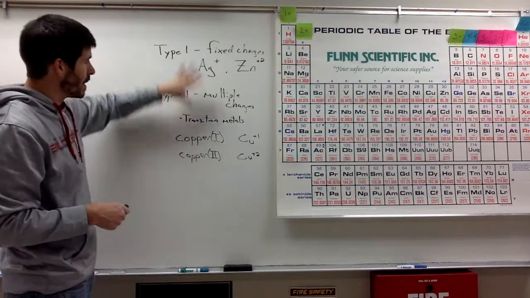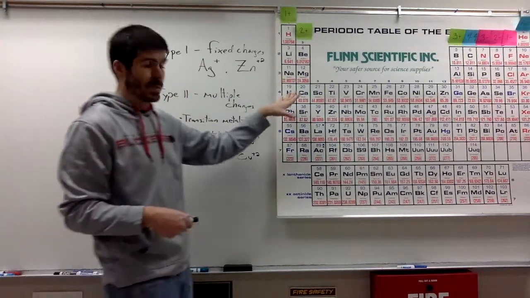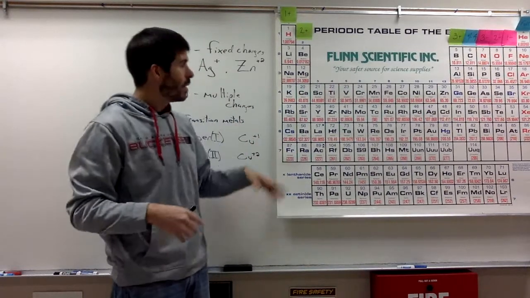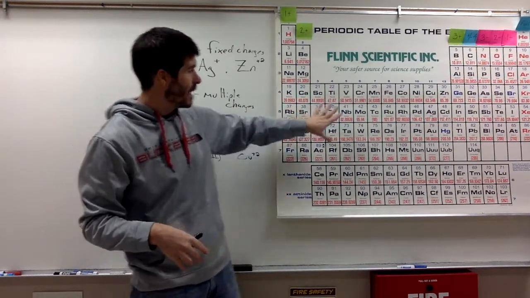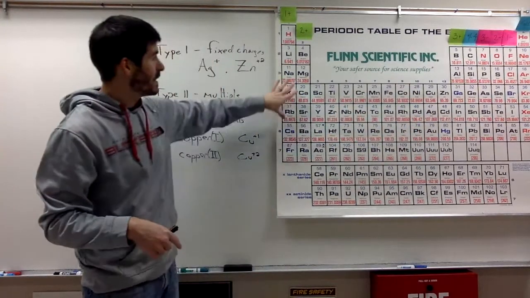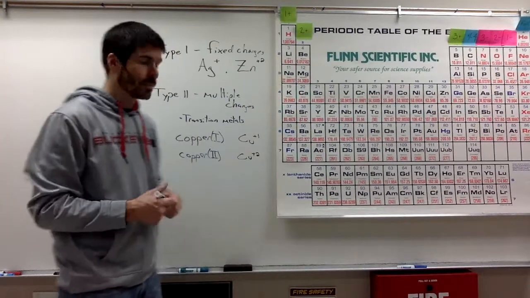Okay, so this is how we differentiate between those and how we read them on the periodic table. When you see a name, when these all get mixed together, you should look at the periodic table and see, is it a transition metal, I might need a Roman numeral. If it's in a fixed column, I probably don't.